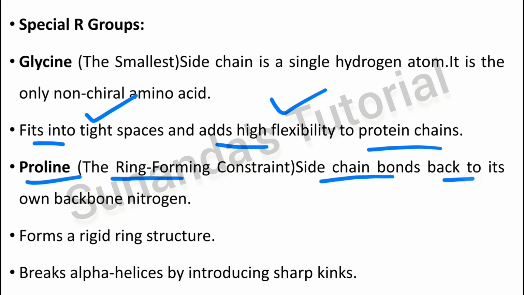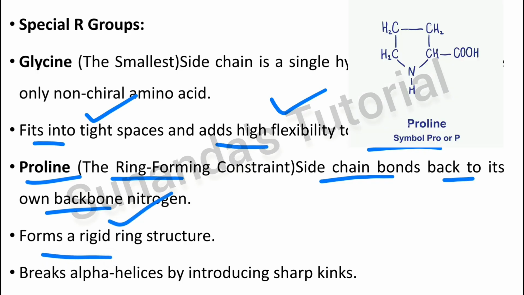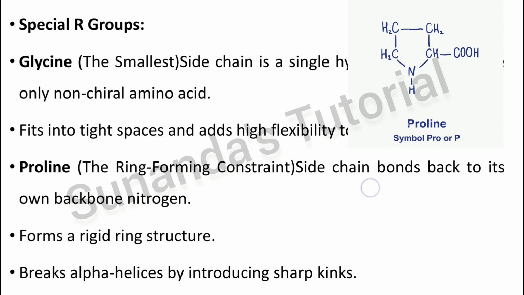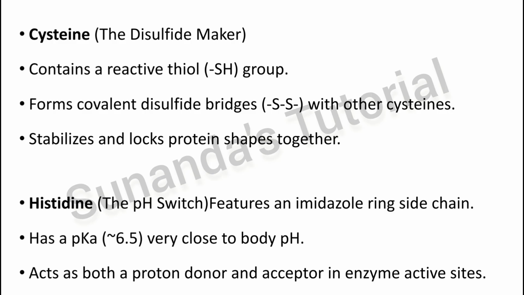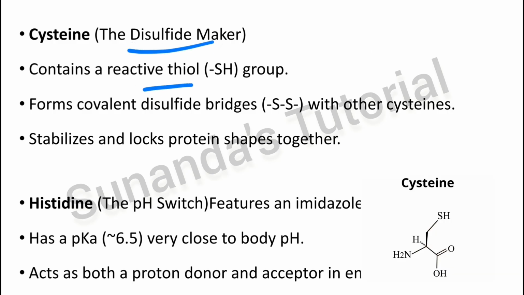The side chain bonds back to its own backbone nitrogen, and it forms a rigid ring structure. It breaks the alpha helices by introducing sharp kinks. So it forms a ring. Next, cysteine, the disulfide marker, contains a reactive thiol or SH group. It forms covalent disulfide bridges with other cysteines. It stabilizes and locks the protein shape.